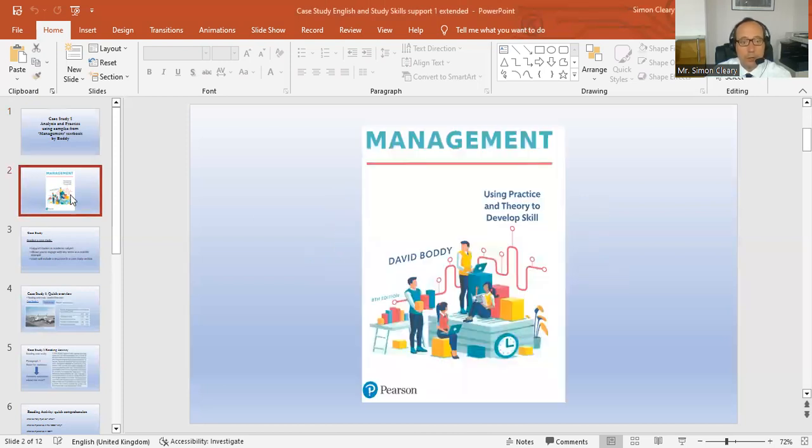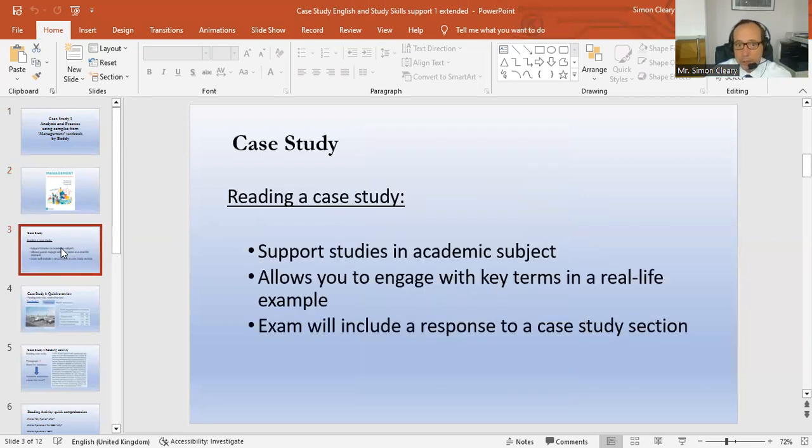So obviously we're using one of your books, which is the Management Books by Boddy. You guys have copies of this book that you've either bought yourselves or you're taking from the library here. And as I said, what we're trying to do through the study skills modules is to find ways to support you in your studies so that you're able to engage a lot more with the key terms being studied with your business teachers, in order to participate more fully.